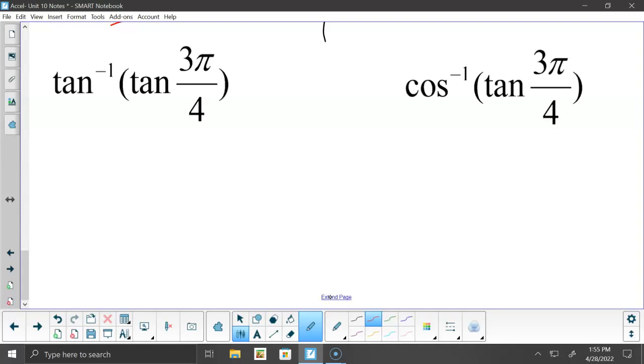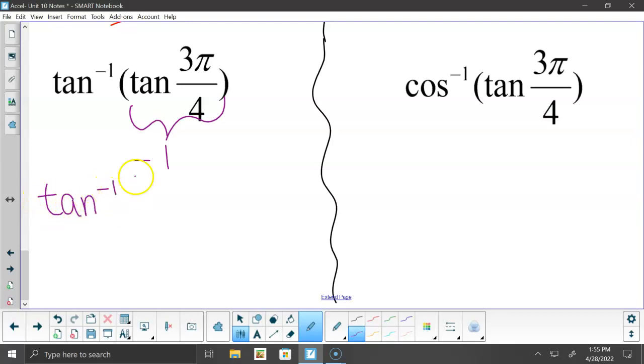Does it help going through and working things in order of operations? A little bit. So, what is the tangent at 3 pi over 4? -1. So then, I've got tangent inverse of -1, except tangent has what restrictions on it? What quadrants? Yep. So, where in that red area is tangent a -1? Negative pi over 4.